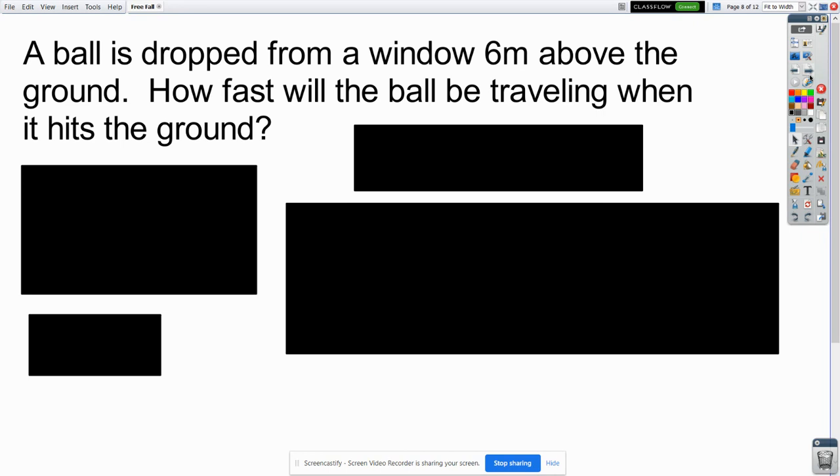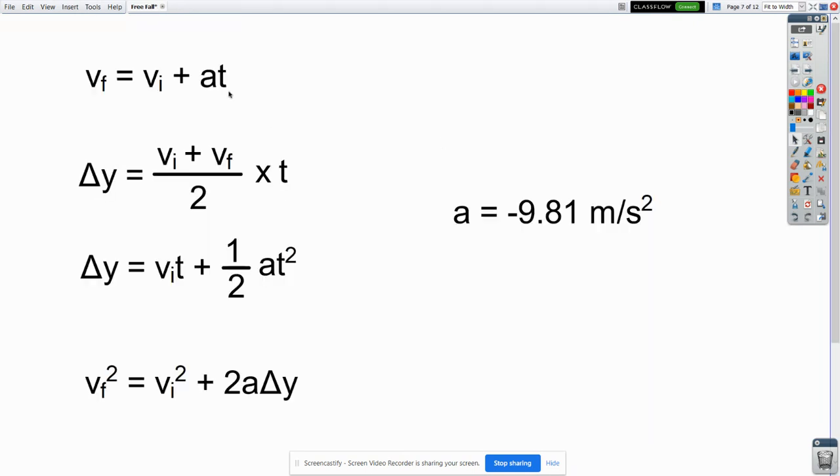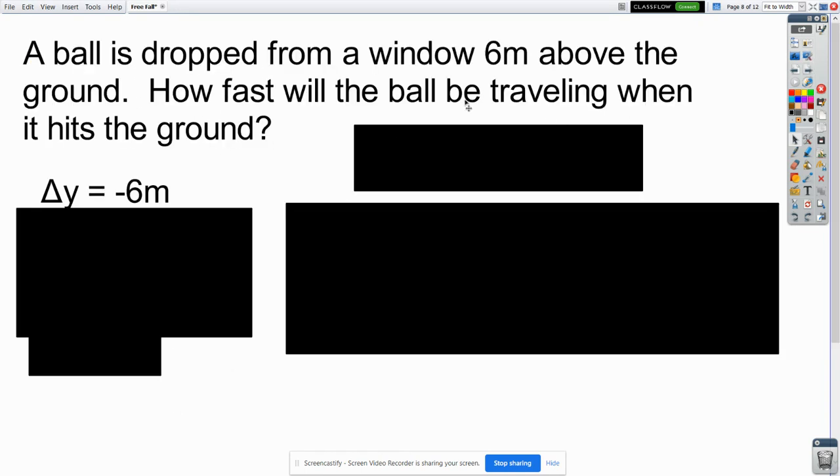Let's take a look at some math. The ball is dropped from a window 6 meters above the ground. How fast will the ball be traveling when it hits the ground? And you look at that and you see one number: 6 meters, that's delta y. All of these equations have 4 variables. To solve for something like how fast it'll be traveling when it hits the ground, VF, I have to have at least 2 more numbers, and that's where the hidden number thing comes in.